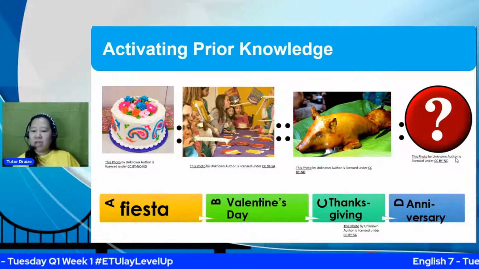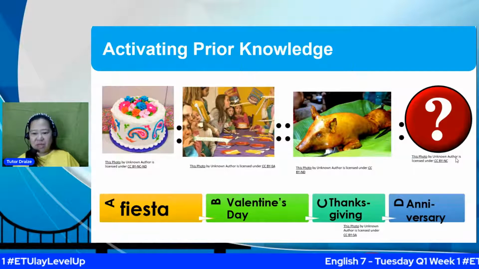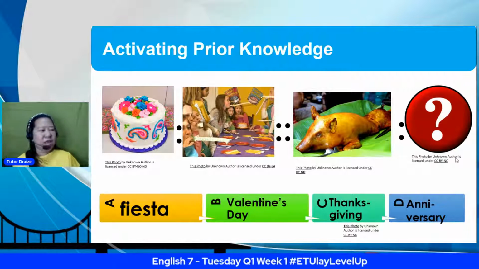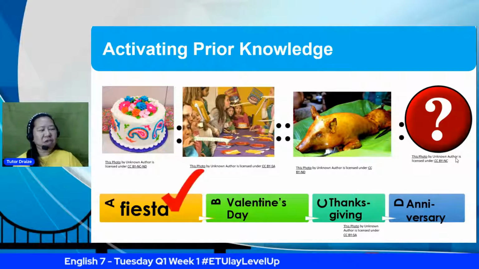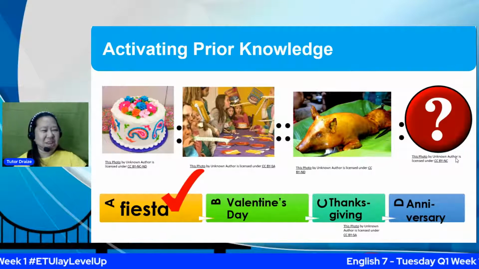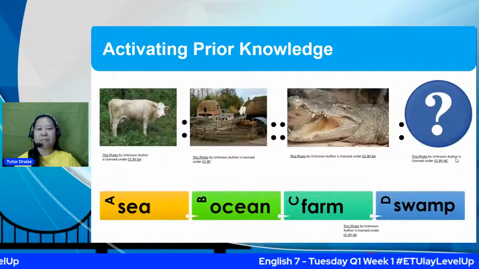So according to Mark, it's letter A. That's for Fiesta. To Kurt also, Althea also, and Brianna. Let us check. Is it an A? Very good, people. That's an A. So you're getting the hang of it now. Next, let's have number three.